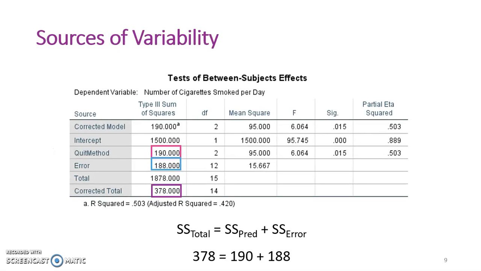And again, as I pointed out in the last slide where we looked at this table, we would expect the total sum of squares to be equal to the sum of squares for the predictor plus the sum of squares for the error. And we will get that information from this corrected total row. So the corrected total sum of squares is going to be 378. That's the total sum of squares that we're working with.